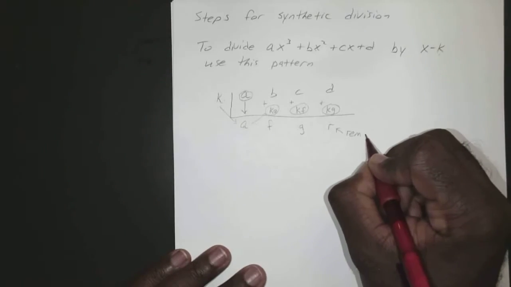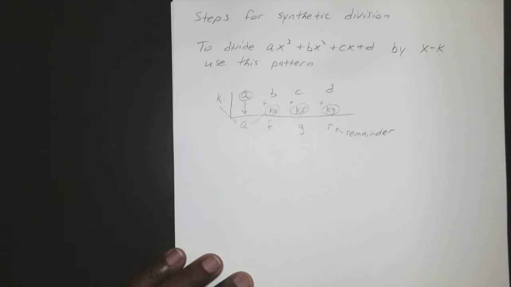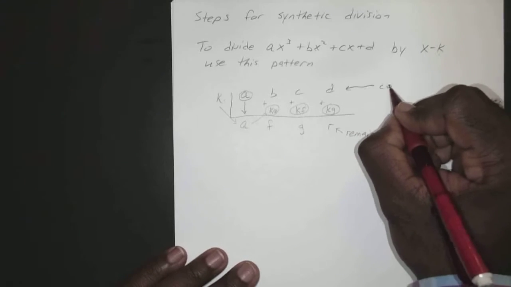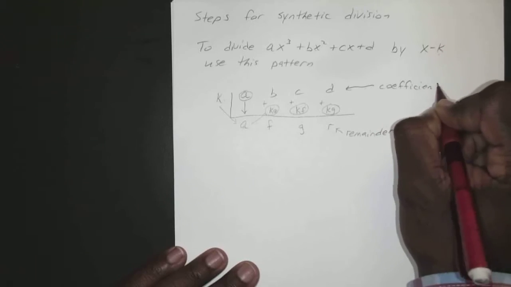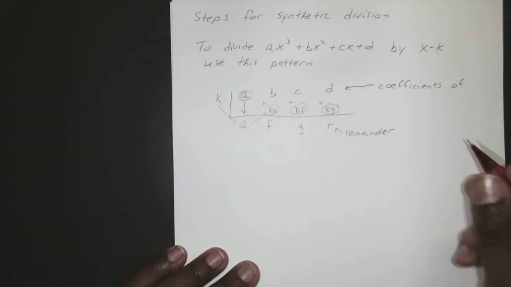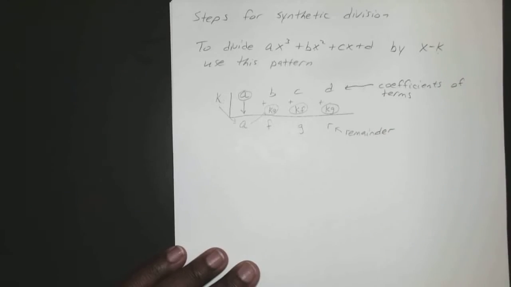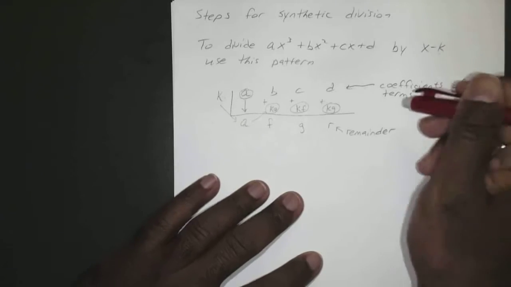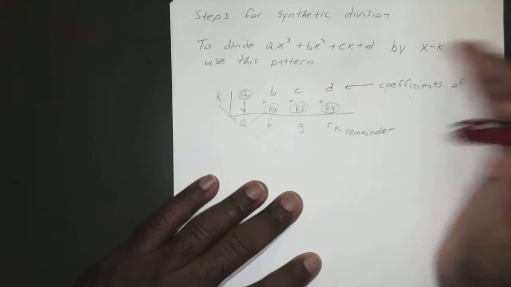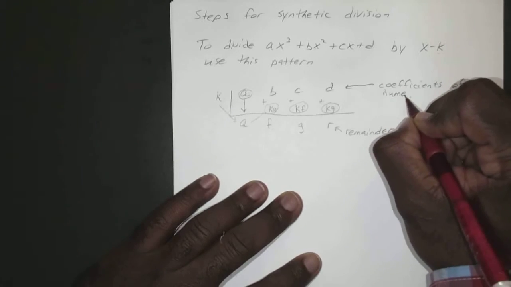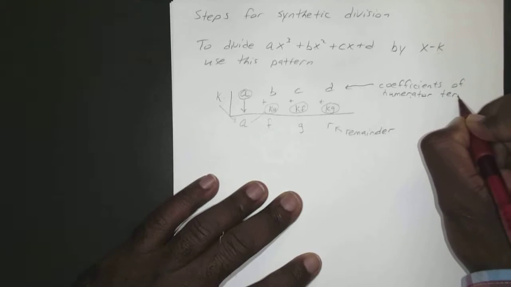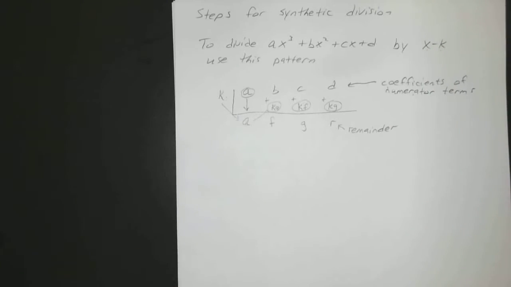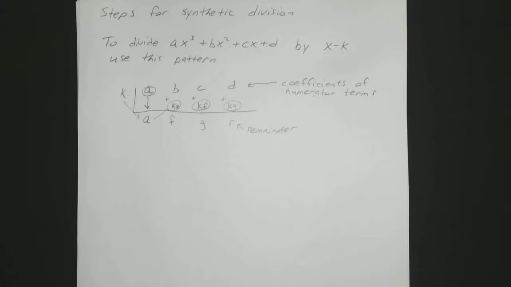Okay, so remember here, you just write your coefficients. I guess you could say coefficients of numerator terms. Remember the x minus k, that's your denominator. Oh, why is that over so far? Okay, so let's use this on an actual example.